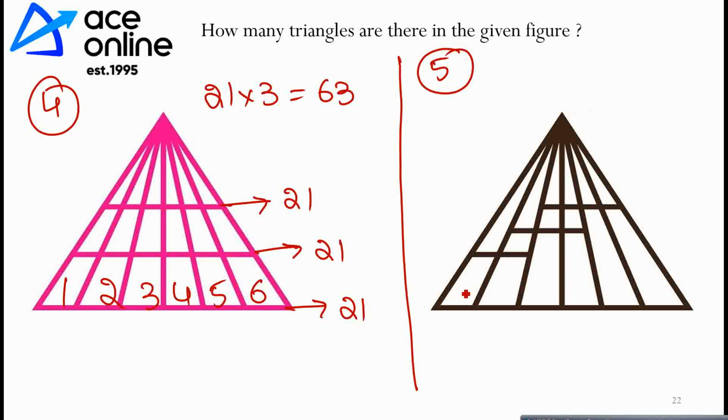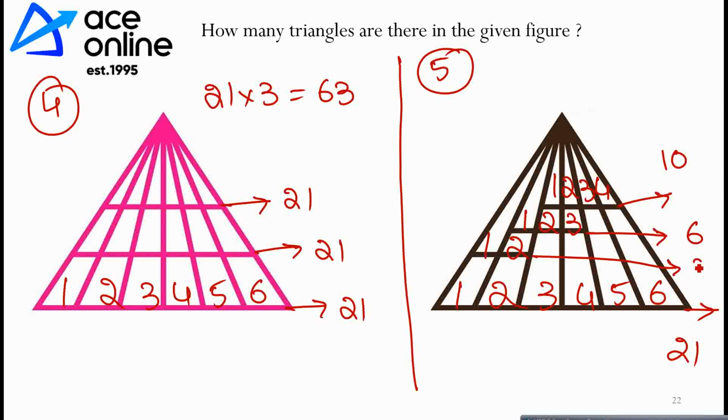40 is correct. If you observe 1, 2, 3, 4, 5, 6, here it is 21. Next, here 1 and 2 only, that is 3. Next, it is 1, 2, 3, which means 6. Next should be here 1, 2, 3, 4, which means 10. If you add 10 plus 6 plus 3 plus 21, it is nothing but 40.